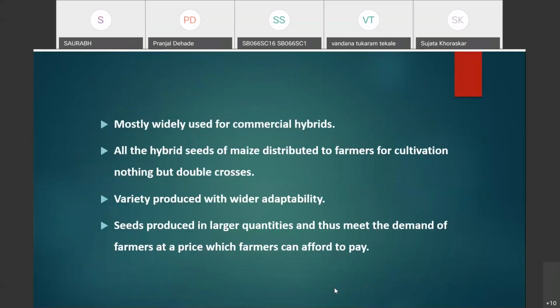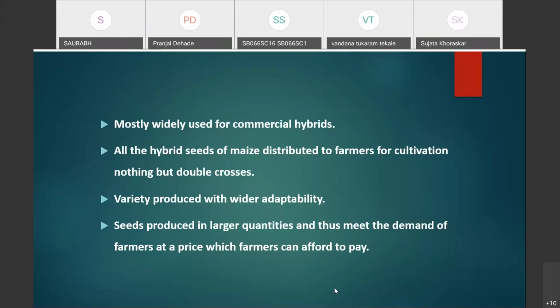These types of crosses, the double crosses, are most widely used for commercial hybrids. For example, all the hybrid seeds of maize which are distributed to farmers for cultivation are nothing but double crosses.